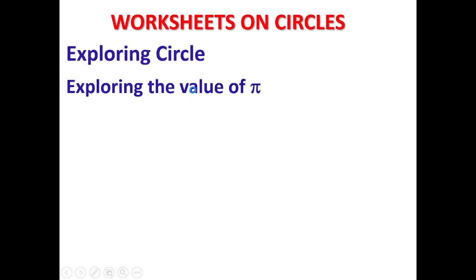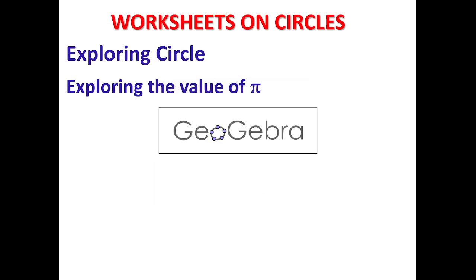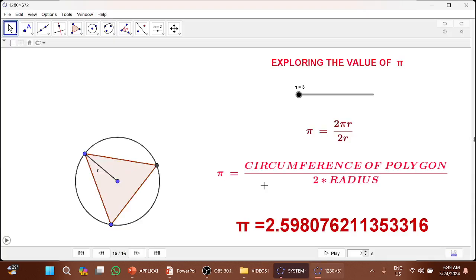And the value of pi, normally we will be asking the child what do you mean by pi. Normally they know that 22 by 7, 3.14, how it got explored. Then you can show it through the GeoGebra file, and they can visualize how the value is very close to 3.14.